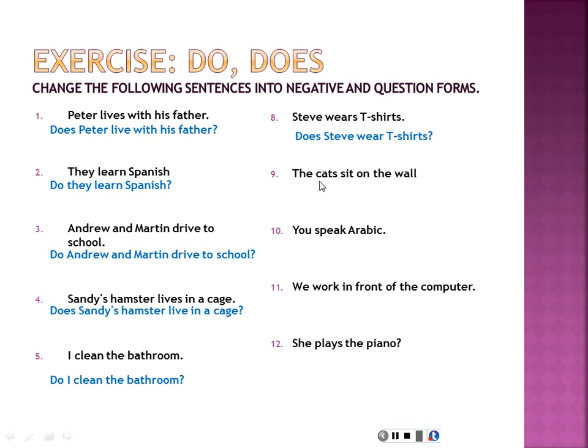Number 9, the cats sit on the wall. Cats, we have a plural, so we add do. Do the cats sit on the wall? Number 10, you speak Arabic. We change it into do you speak Arabic because we have the pronoun you.